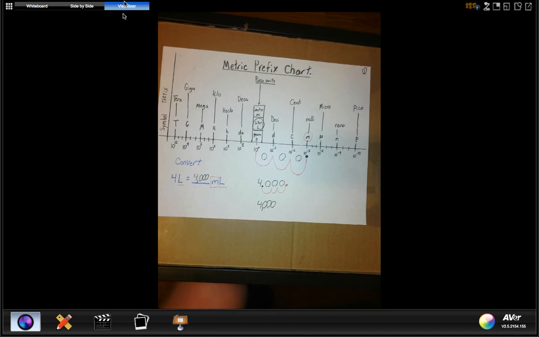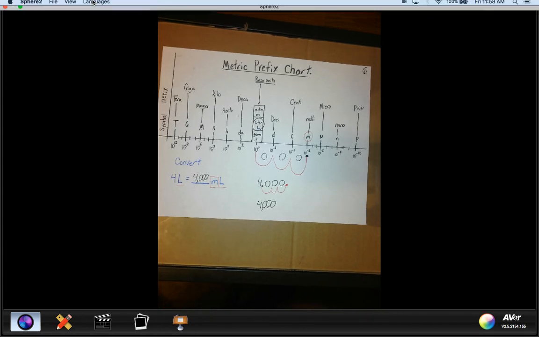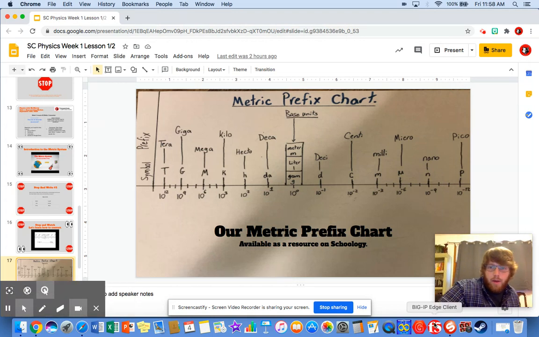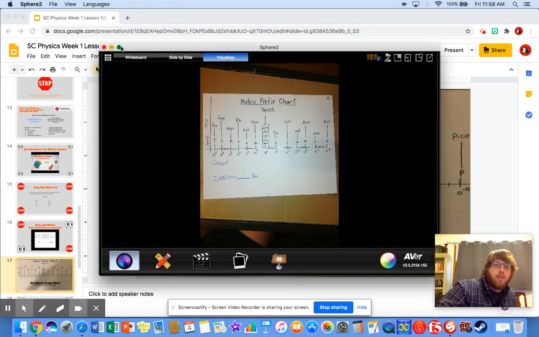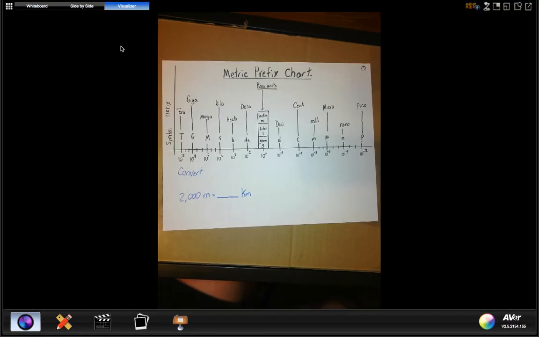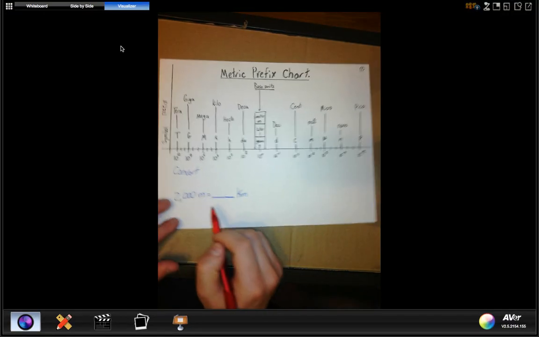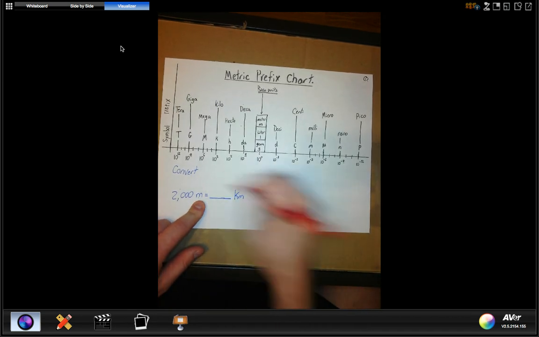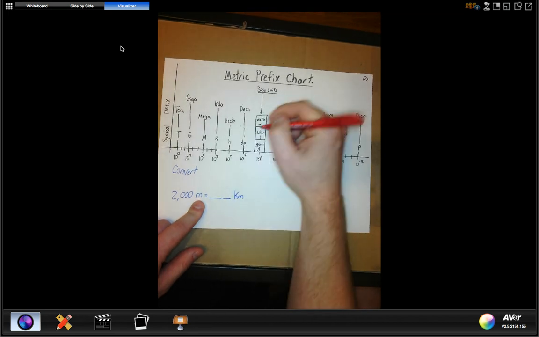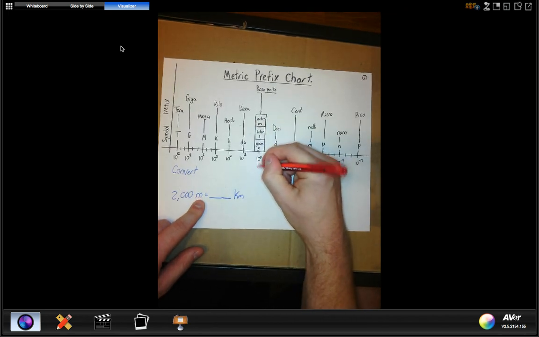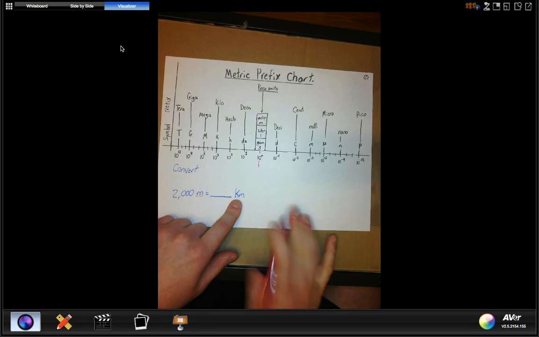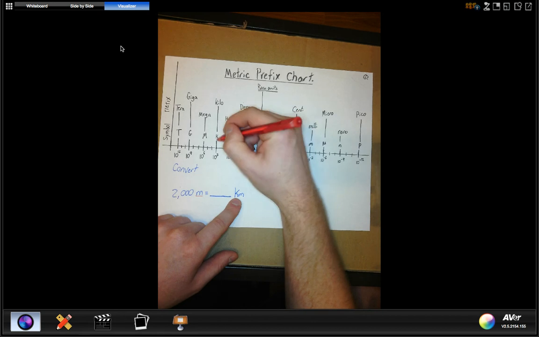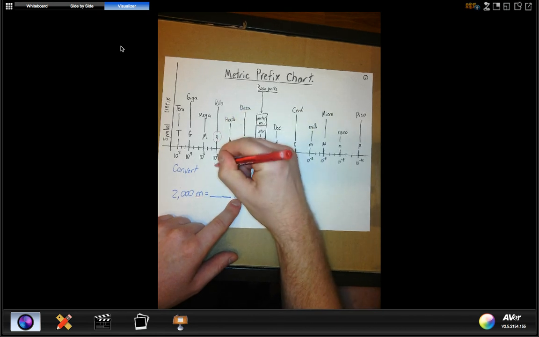Let's try another one. All right, we're back with the second problem. Let's make it full screen. Here we go. I have 2,000 meters that I want to convert into kilometers. So once again, I got to figure out where I'm going to start. M is for meters, so I know I'm going to start right on my base units. And K, I got to look for K on my symbols. There's K for kilo. I know I want to end right there.